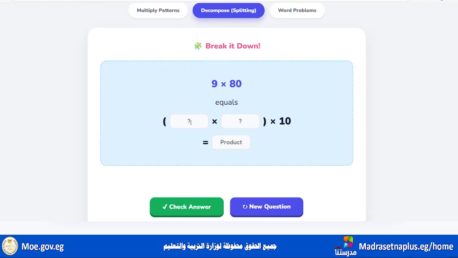9 times 80 in the same way. 9 times 8 times 10. 9 times 8 will be 72. 72 times 10 will be 72 tens. That means 720. What about a word problem?